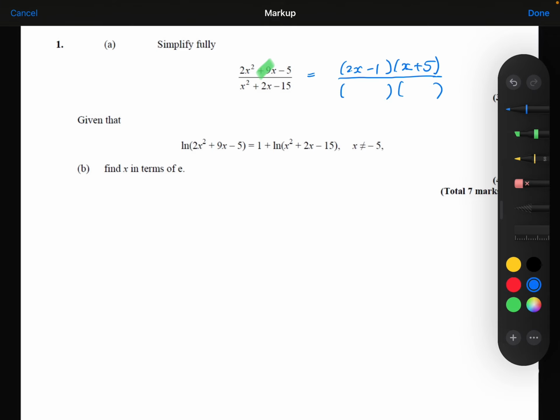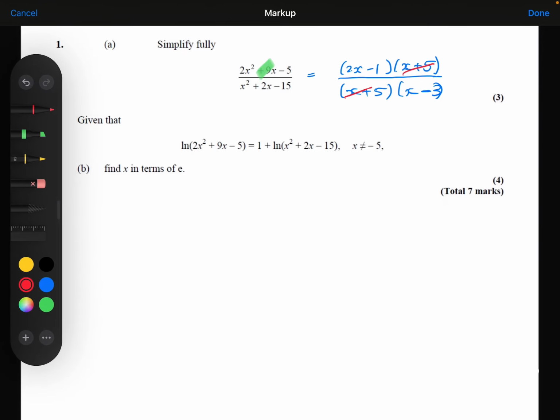On the denominator, we've got an x², and then we're going to have a plus 5 and a minus 3 because of the minus 15 and the plus 2x. Now we can see that the x plus 5s cancel out to leave me with just (2x − 1) over (x − 3). So that's my answer to part A.